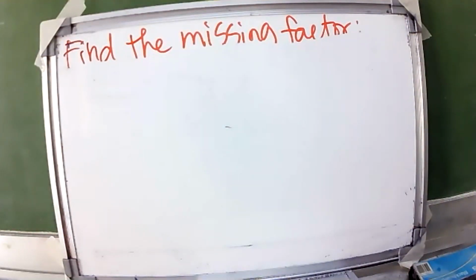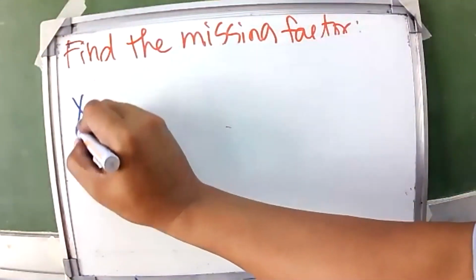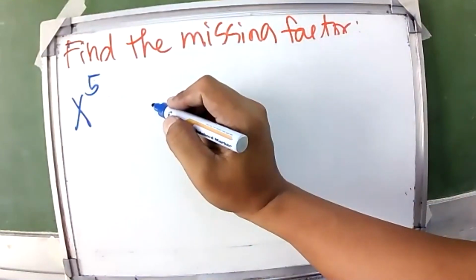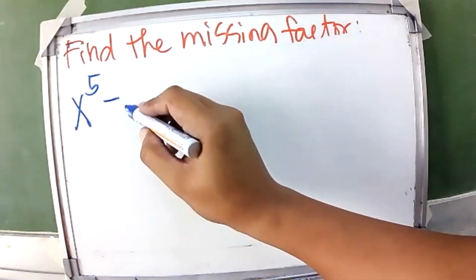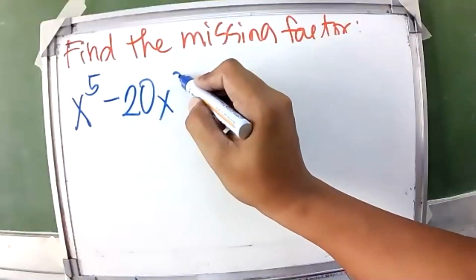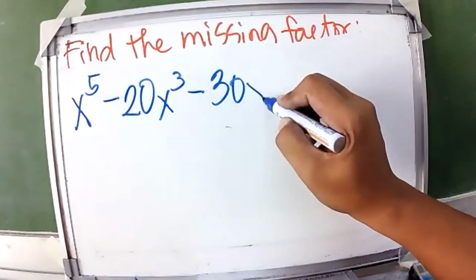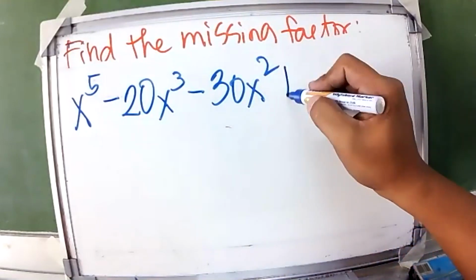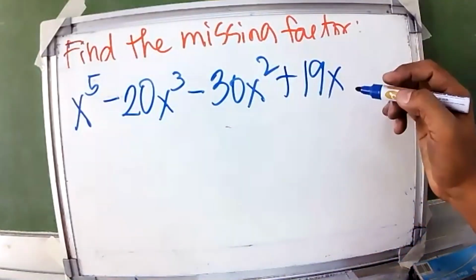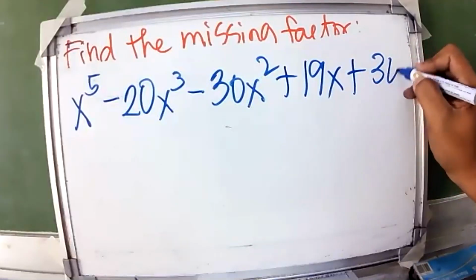Okay, wow, ito mas masaya. Ready? X raised to 5 minus 20x cubed minus 30x squared plus 19x plus 30.